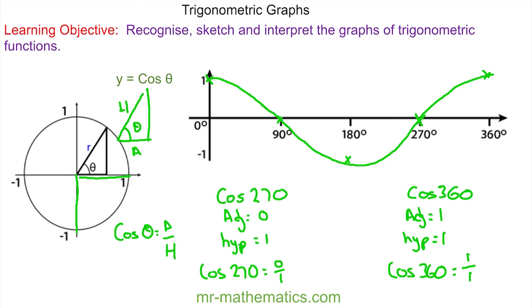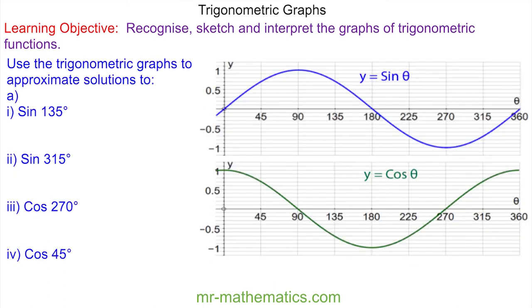Okay, so now we're going to move on to interpreting our trigonometric graphs. We can use these graphs to solve equations, and we'll begin with the sine of 135 degrees. It's important to know that this is your degree axis, and this is your sine theta axis, given by this equation here. And this is your cos theta axis in the green graph. So to work out the sine of 135, we go across to 135, which is here, and then we go across to our y-axis.